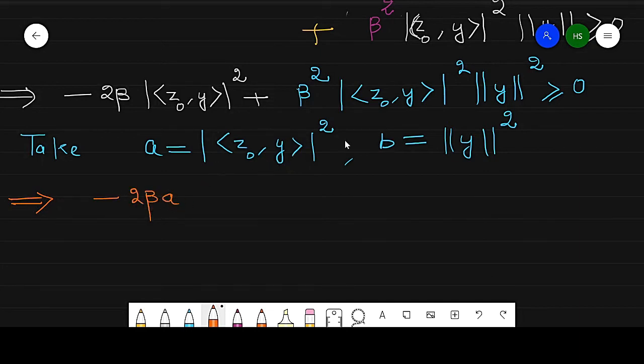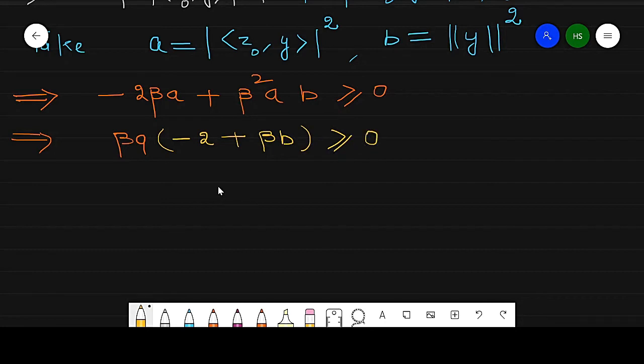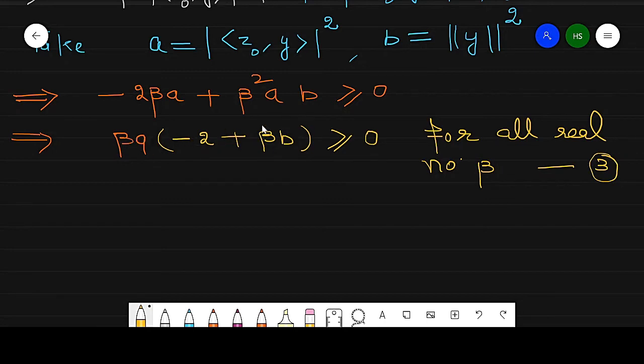beta a. This is the value of a plus beta square into a b, and this term is greater than or equal to 0. So a, b are positive real numbers. Remember that a and b are positive real numbers. Beta is also a real number. So beta a is common. So this value is beta a, that is common, and this value is minus 2 plus beta into b, and this is greater than or equal to 0. This is true for all real numbers beta, and this condition is called a 3. A and b are positive numbers, so a is positive, b is positive.